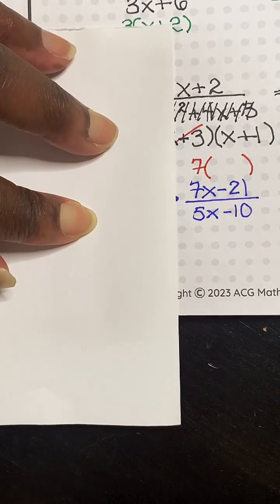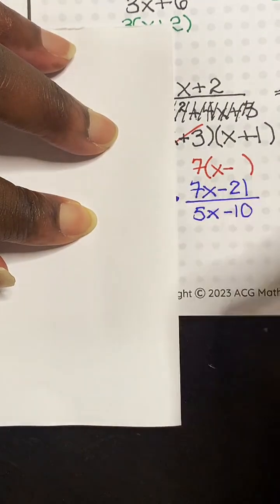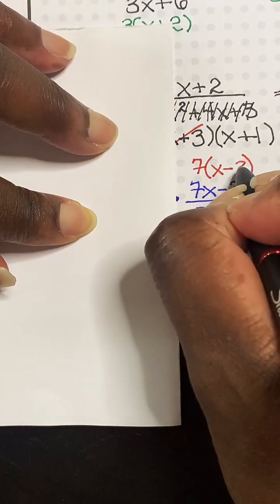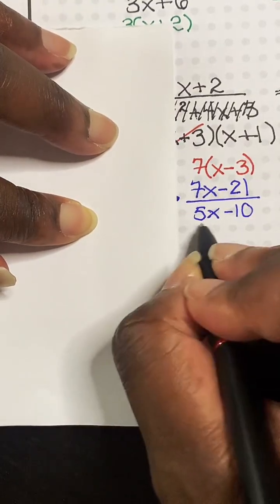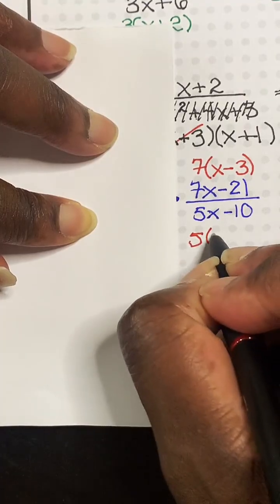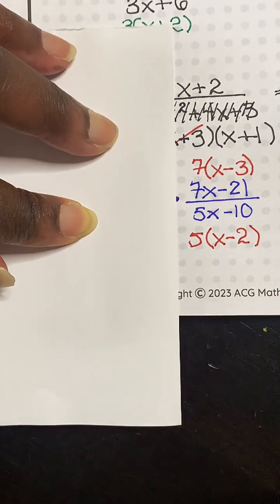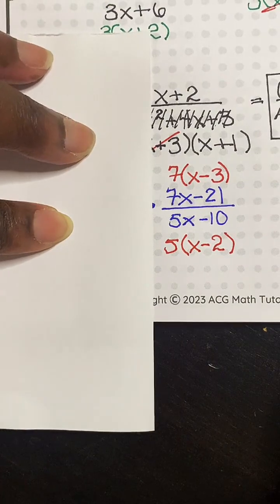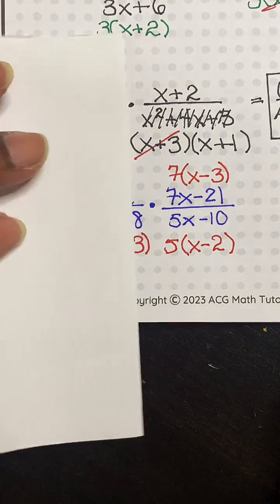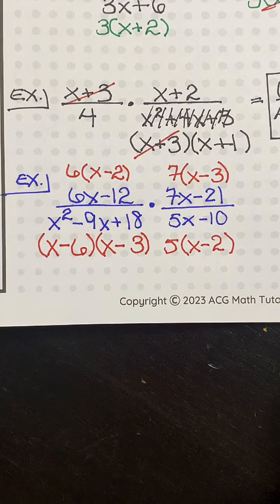Okay, all right, Nicole, you're on the bottom part. All right, got you. I got scared for a second there. So we have 7 times x minus 3. Awesome. And then for the denominator, we had 5 is my GCF. And then we have x minus 2. So 5 times x minus 2 for my denominator. All right, thank you so much. I appreciate that.